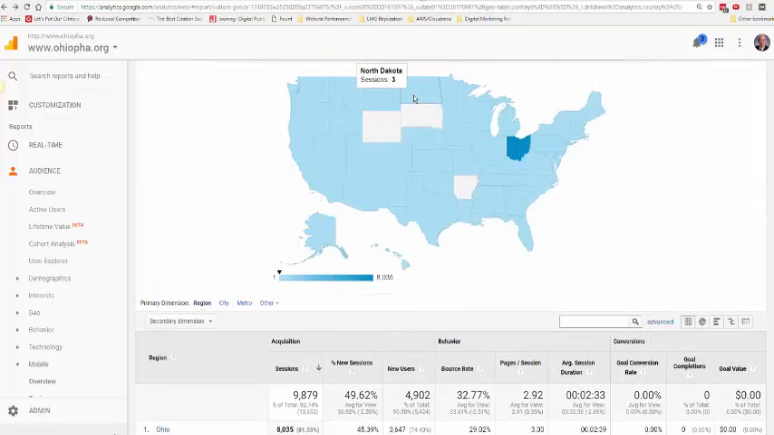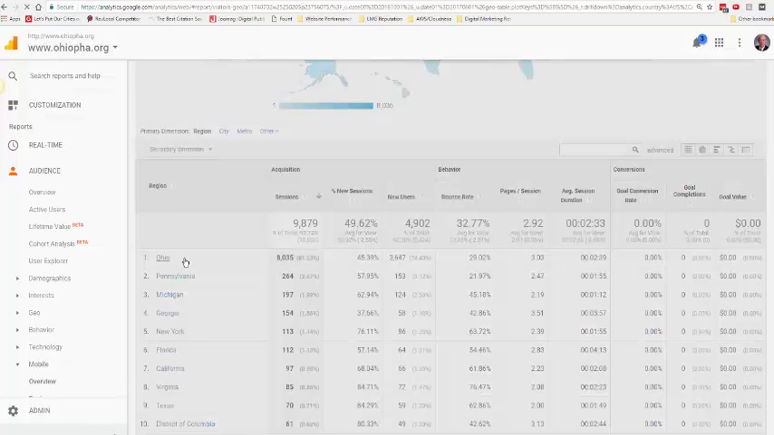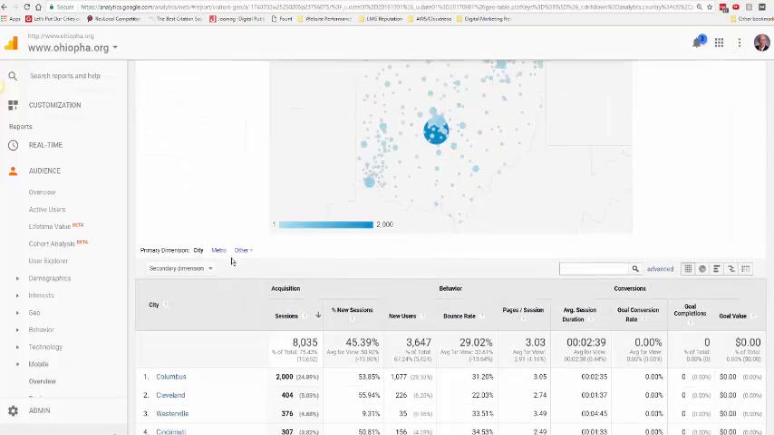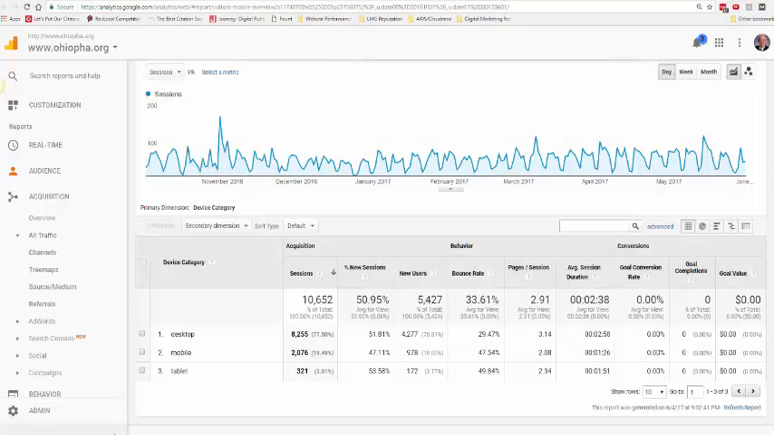If you look at the geography, the biggest traffic obviously is coming from Ohio. The top states are Ohio, Pennsylvania, and Michigan. Georgia is in here, but we probably were driving a lot of that traffic during the development phase. So let's drill down into Ohio and see where it's coming from within the state. You can see the top city by far is Columbus, but Columbus, Cleveland, Westerville, Cincinnati, Akron are the top 5 cities that are generating the traffic.